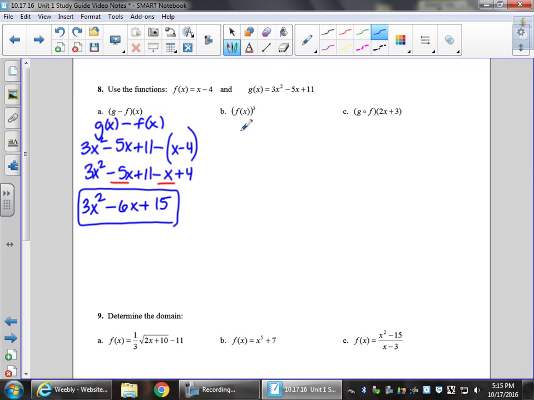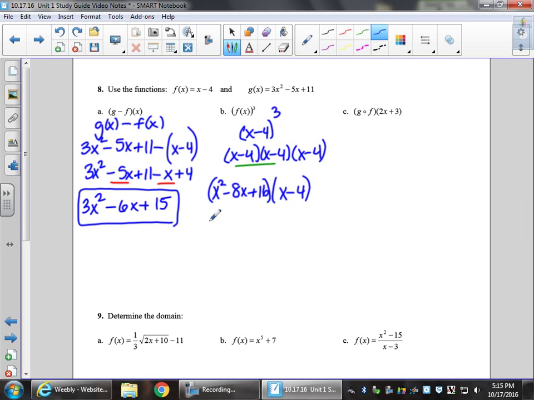F of x to the third will be x minus 4 to the third. I would take 2 of these on at a time first. So if I just do this piece, I know I'll get x squared minus 8x plus 16, and you can do that out with arrows. I still need to multiply by 1 more x minus 4. I like to write this in the front, so I'm just going to rearrange it.